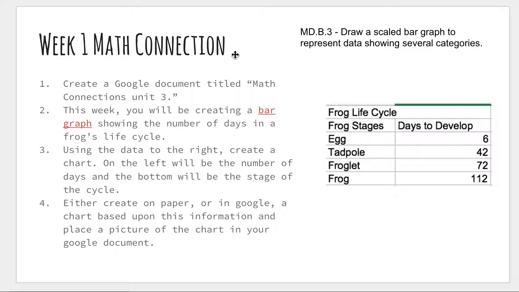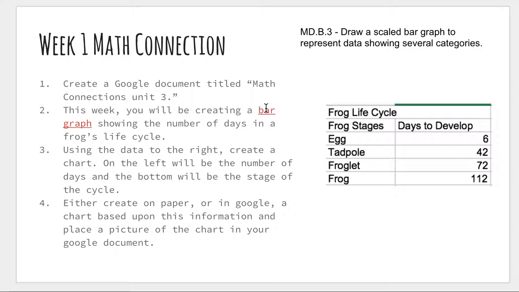For your math connection, you are going to be looking at the life cycle of a frog. And as you can see, some of these words, like I said, are a little bit different than what you saw on the previous slide. So keep that in mind. What I want you to do for the math connection is create a Google document titled Math Connections Unit 3, and you'll be creating a bar graph showing the number of days in a frog's life cycle.